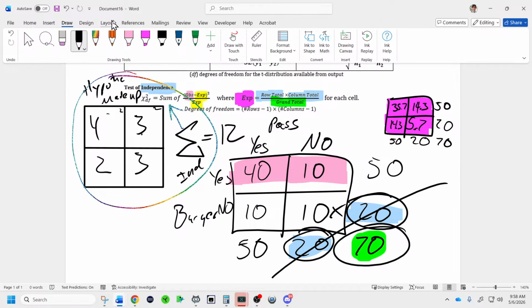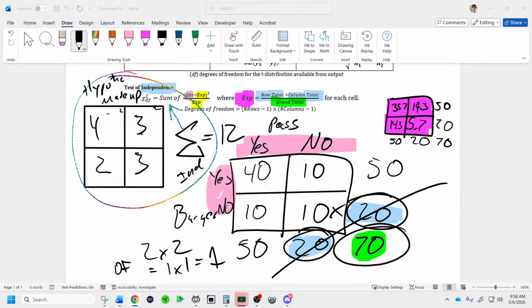With 12 being the chi-squared, you then plot that on the proper degrees of freedom chi-squared. This is a 2 by 2 because there are 2 answers to each question: burgers, yes or no, and did you pass, yes or no. That's 2 by 2, meaning 1 times 1 degrees of freedom, equal to 1 df. So the degrees of freedom is equal to 1. We then plot and go to the right of it.